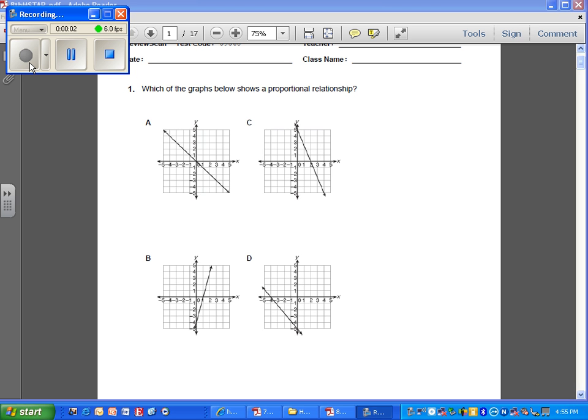Alrighty, Ms. Whitaker here, and I want to go over the MSTAR that we took earlier this year in January. There's just 24 questions, but I want to go over the answers really fast in case you want to just check yourself. Just another way for you to prepare for the test next week.